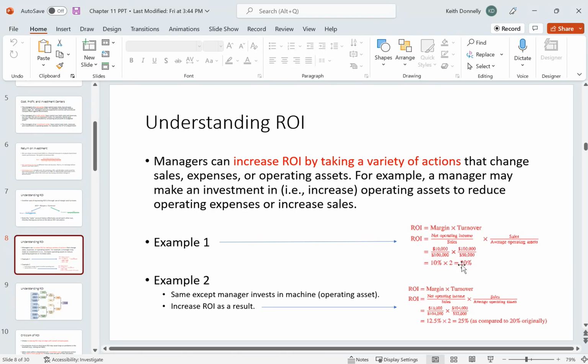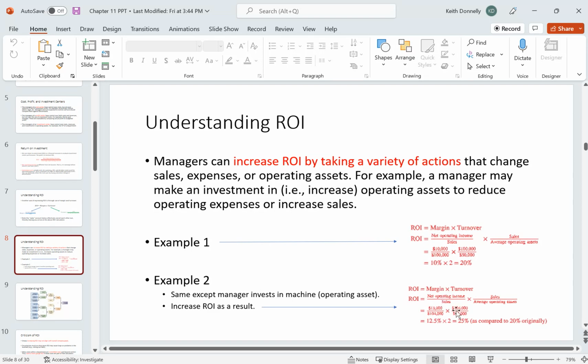Right, so this is kind of our baseline, 20%. We're going to look at a situation where we can increase our ROI. If we start with this as a baseline, then say, hey, the same thing, except let's say a manager invests in a machine, an operating asset. They make an investment in an operating asset. And let's say by virtue of buying this machine, we think we're either going to reduce expenses or increase sales. That is to say, increase our ROI here.